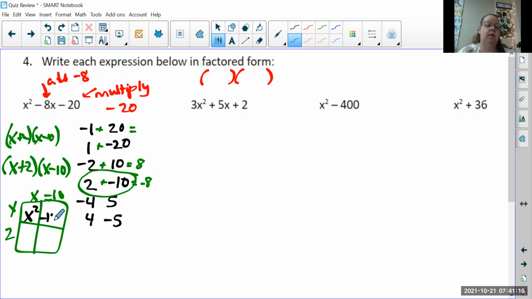So if I multiply this all out, that's what I get, x squared. These go together, so that gives me a negative 8x and then negative 20. So you can always check your work when we're going into factored form.